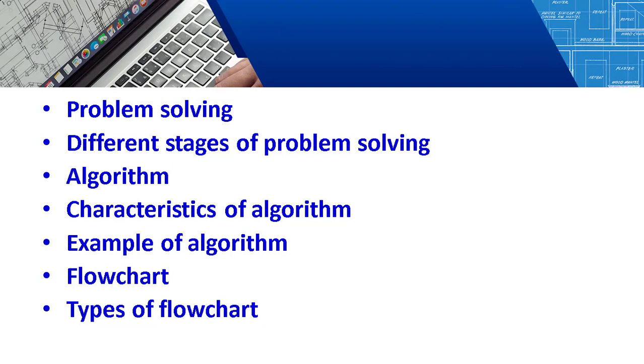Next is flowchart. Flowchart is a diagrammatic representation. We are drawing some symbols over here, and I'll explain each symbol in detail. Next we have the types of flowchart. There are two types of flowchart, and we'll study about that. So these are the topics we are going to learn today. Okay, so let's start with problem solving.